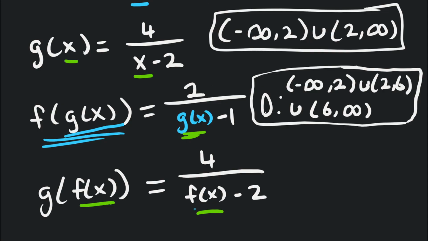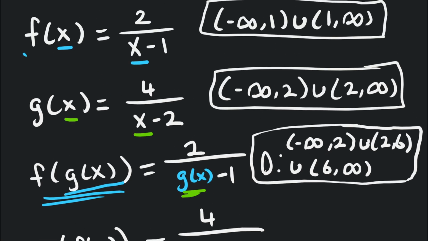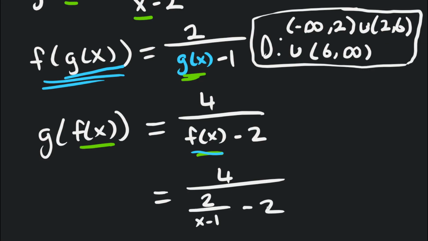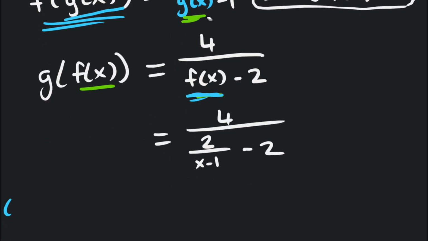And now what is f of x? F of x over here is 2 over x minus 1. So we're going to replace f of x with 2 over x minus 1. So 4 over 2 over x minus 1 minus 2. All we did was replace f of x with 2 over x minus 1. Good. And that is our composite function. That is g of f of x. That's its formula, in formula form.